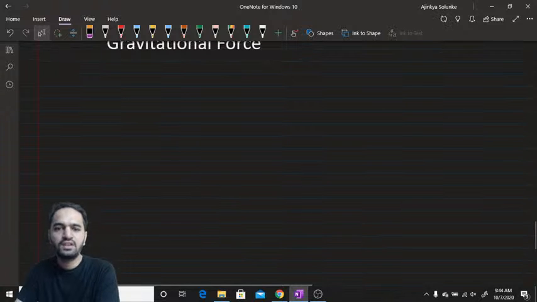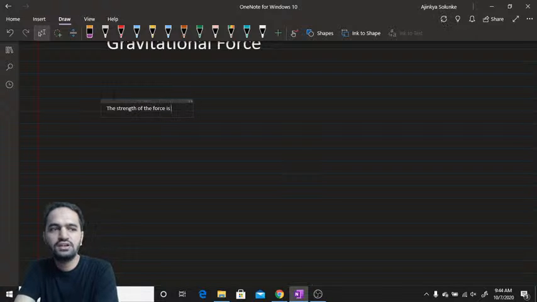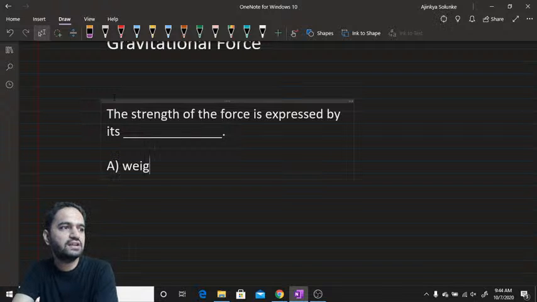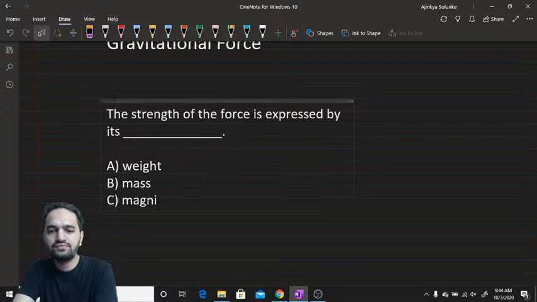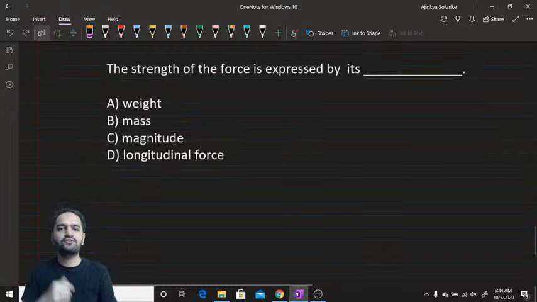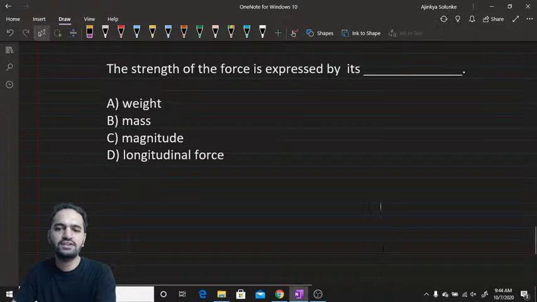Okay. Now can you answer me this? The strength of the force is expressed by its dash. I will give you some options so that you can answer. A, weight; B, mass; C, magnitude; and last, D, longitudinal force. The strength of the force is expressed by its weight, mass, magnitude, or longitudinal force. What do you think?